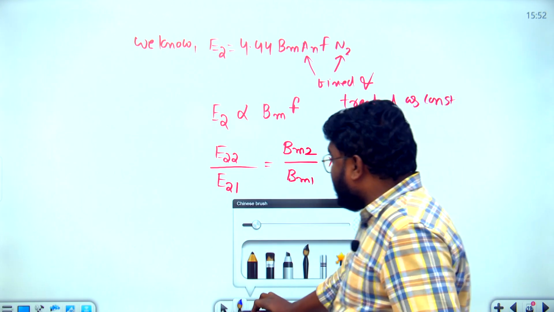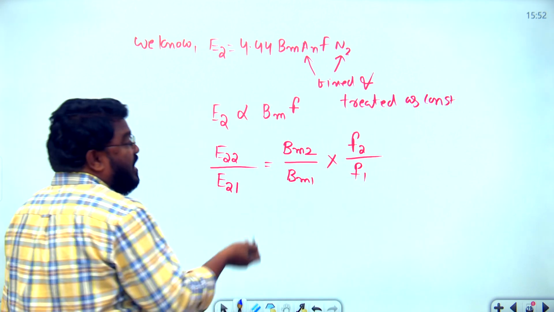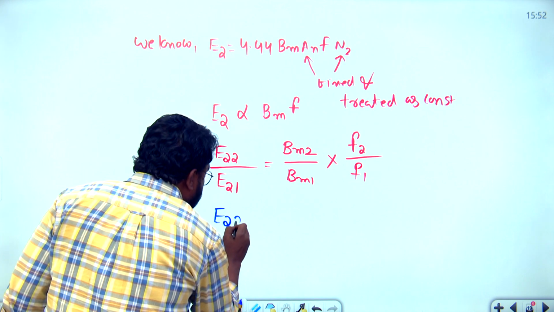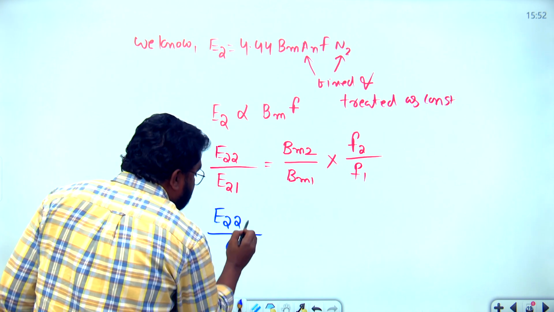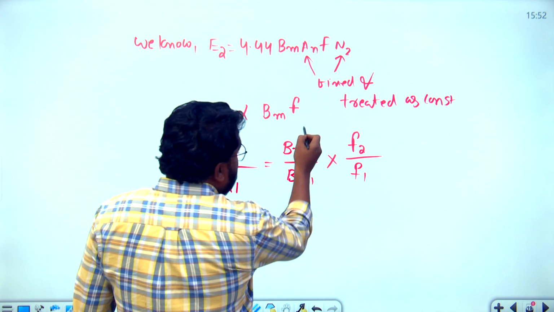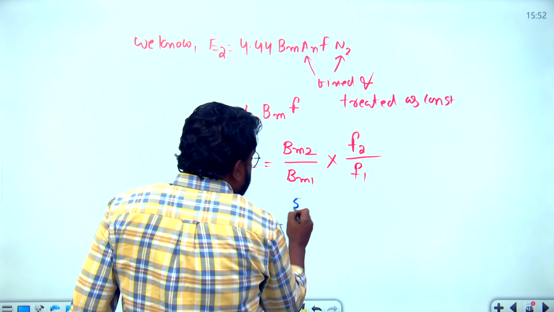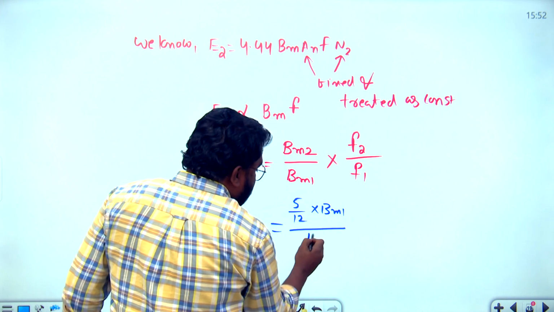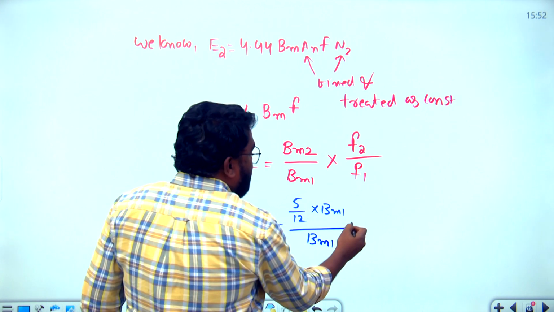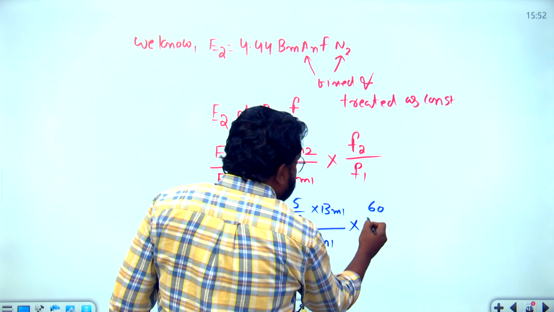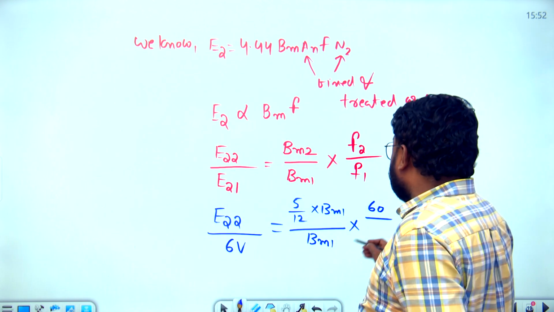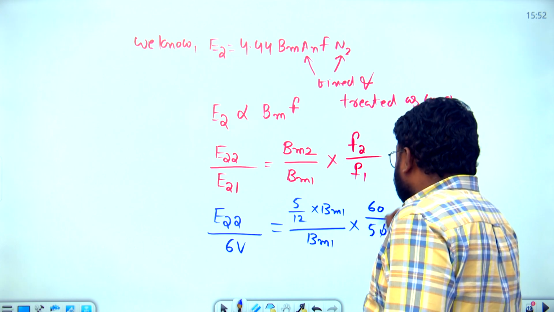Now let us substitute all the given values in this equation. Here we require the output voltage in case 2, which is equal to 6 volts times the B maximum 2, which is pi by 12 times B maximum 1, divided by B maximum 1, times F2 equal to 60 hertz divided by F1 equal to 50. Now this will be cancelled out.